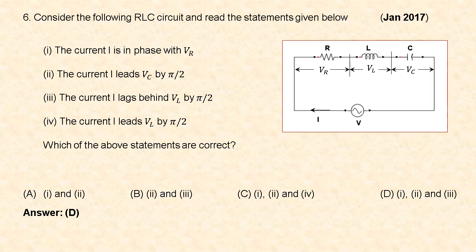Now we know that the current I is in phase with VR, the current leads VC by pi by 2, and the current lags behind VL by pi by 2. So option D is correct.